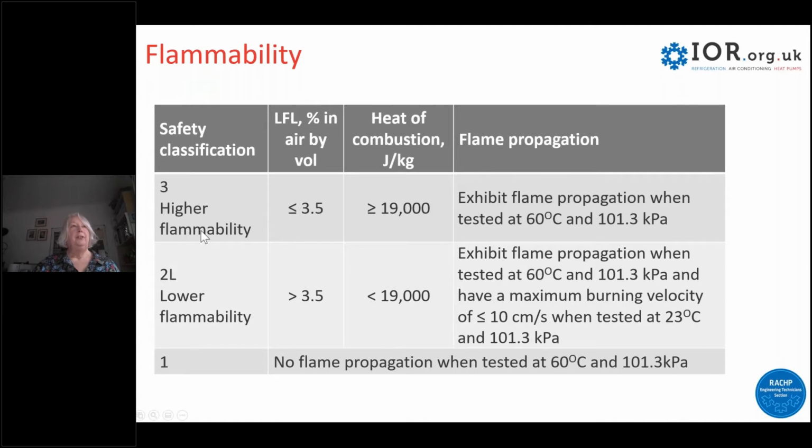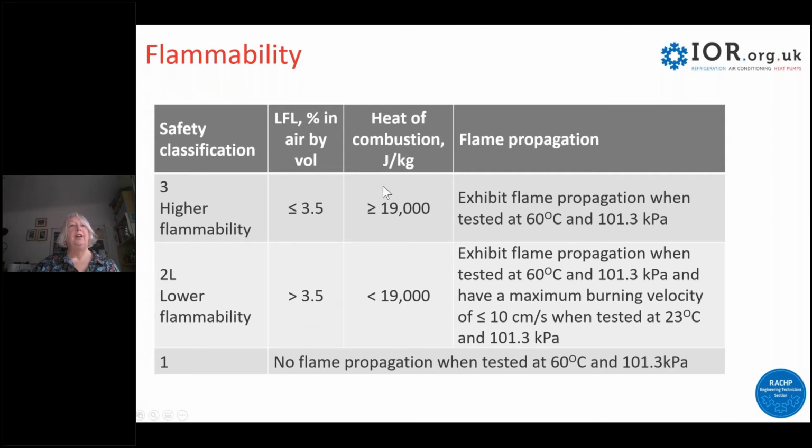So the A3 refrigerants are higher flammability, and this is things like the hydrocarbons. In order to be in that category, the lower flammability level, in other words, percentage in air by volume, needs to be less than or equal to 3.5%. So very little refrigerant in air to get you into an A3 category. Whereas with the 2L category, the lower flammability limit, you need more than 3.5% of refrigerant in air.